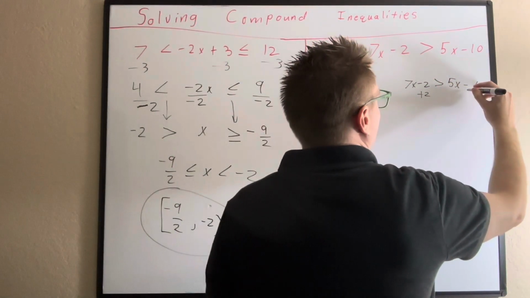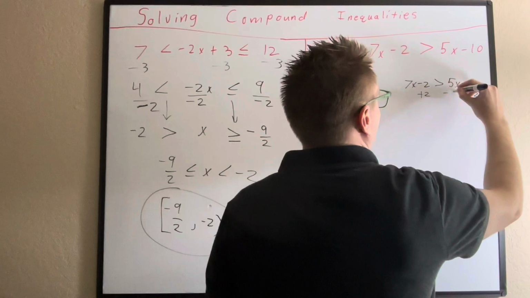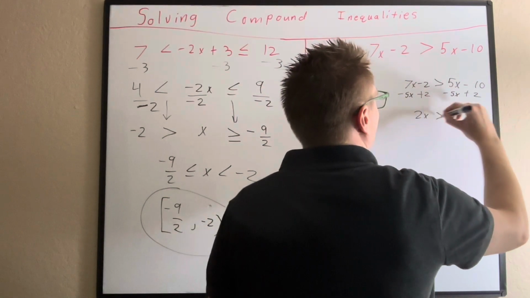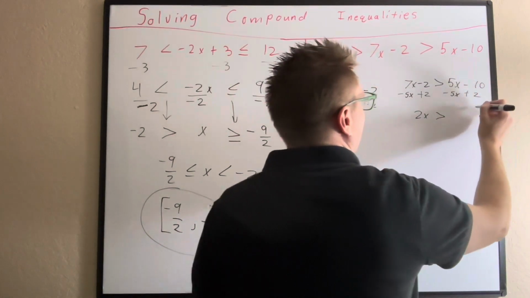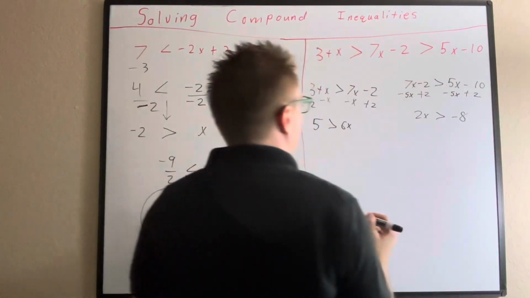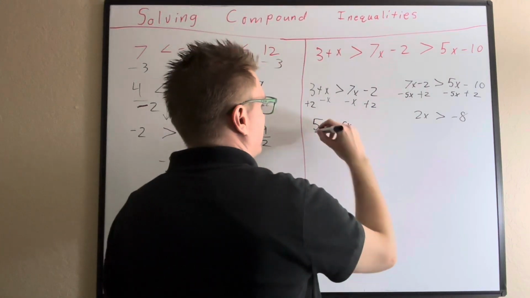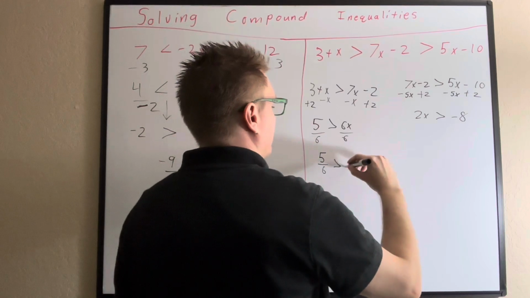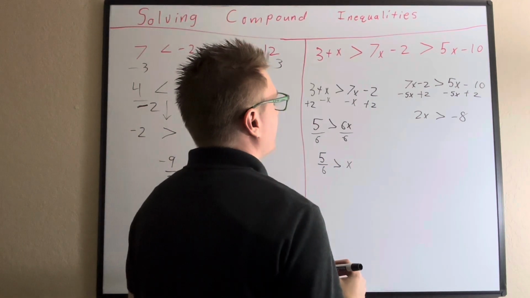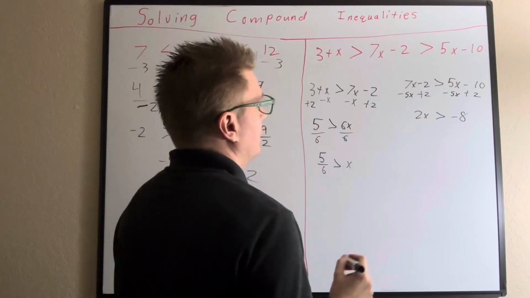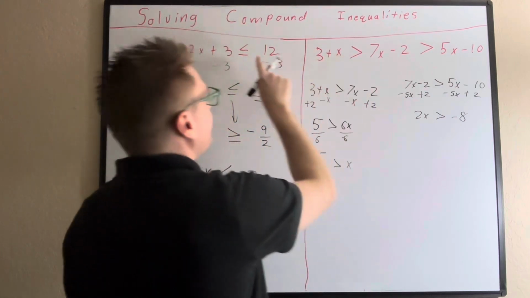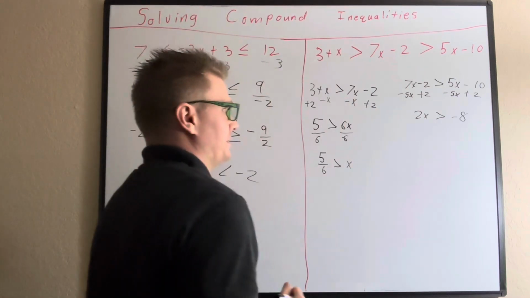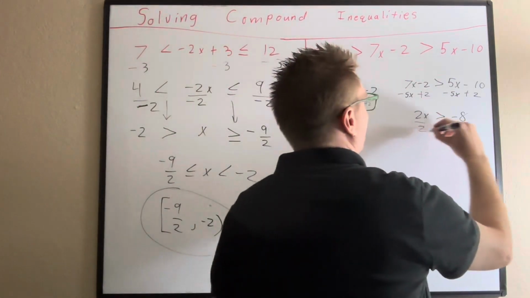Add 2 to both sides. Subtract 5x. So we get 2x is greater than negative 10 plus 2, negative 8, right? Okay. Divide both sides by 6. And we're left with 5/6 is greater than x. Okay. I just realized that the inequalities are heading the other direction than they usually do. Anyway, divide both sides by 2.